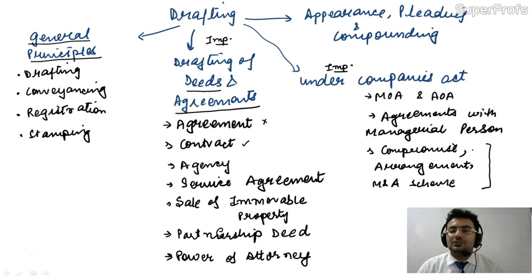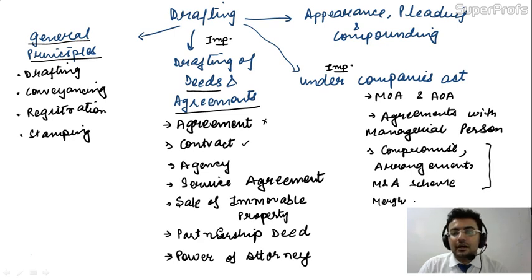What happens in compromise? In compromise, there is always a dispute. But when it comes to arrangement, there is nothing like that. There can be a happy moment, a loving moment, whatever you think. For example, you are working immensely and your creditors want shares. That can be done. M&A, that is merger and amalgamation.